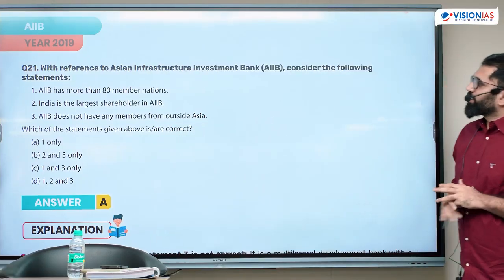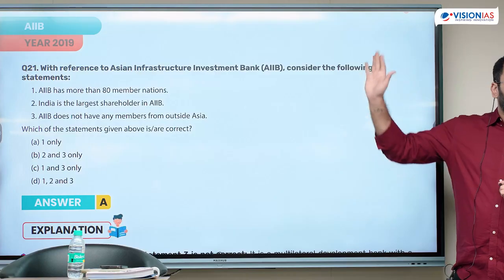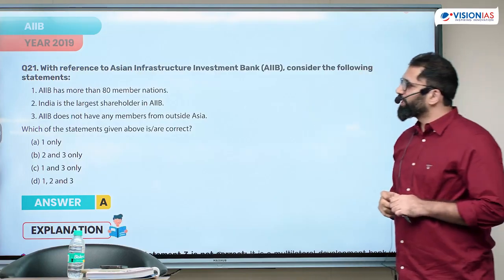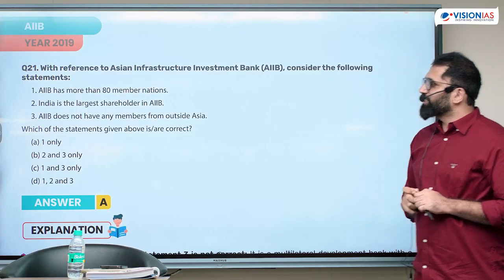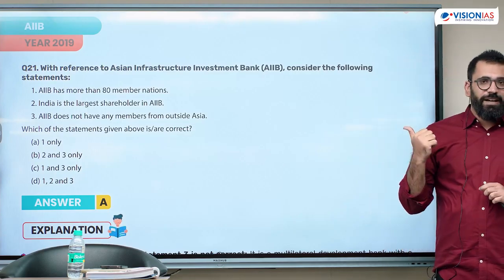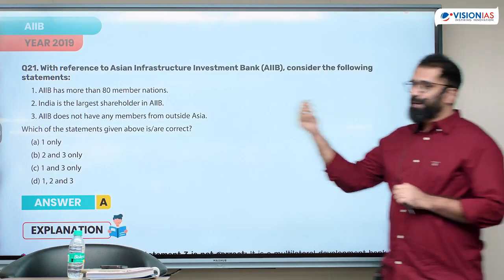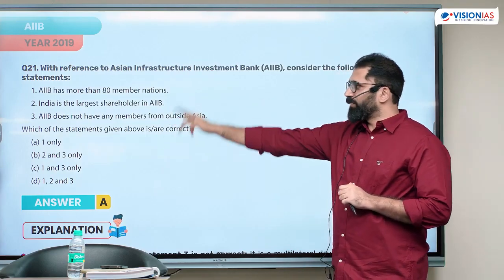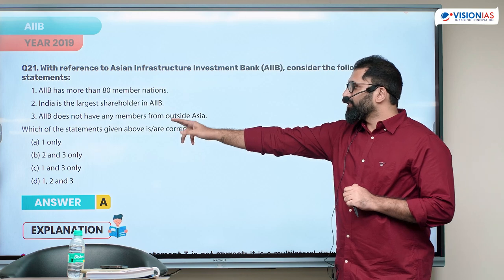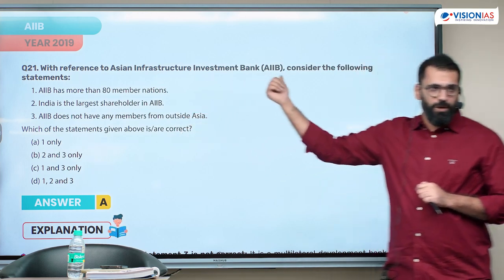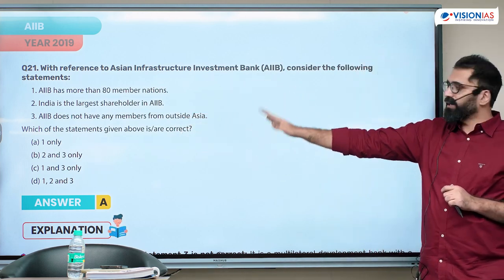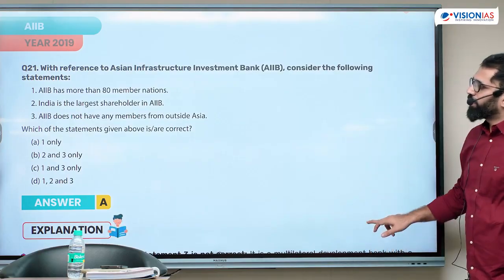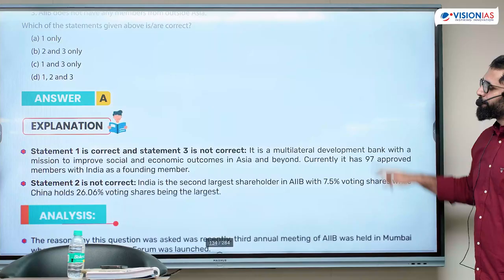With reference to the Asian Infrastructure Investment Bank, this was somewhat similar to the World Bank, which China now wants to create. It has more than 80 members. India is the largest shareholder. Was this created by India? If it is not created by India, you cannot be the largest shareholder. You can eliminate 2 here. You have A and C. 1 is correct. It does not have members from outside Asia. This was a body launched in that particular year. That was important, and it had members from outside Asia. So here, only 1 is correct.